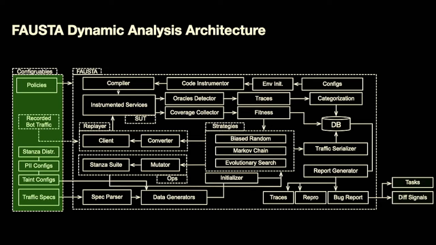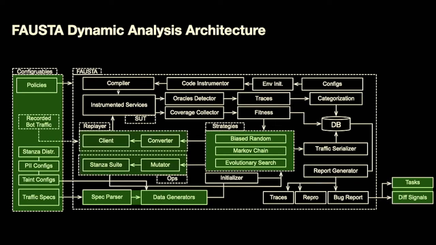The output of Foster is either to comment on the developer's diff or raise a task with required actions to help the developer fix. To start with, the spec parser takes the traffic specification as input and passes it to a data generator, which would initialize some traffic. And then the strategy module optimizes this initialized traffic and sends it to a rate player module, which would convert the generated traffic into a client readable format.